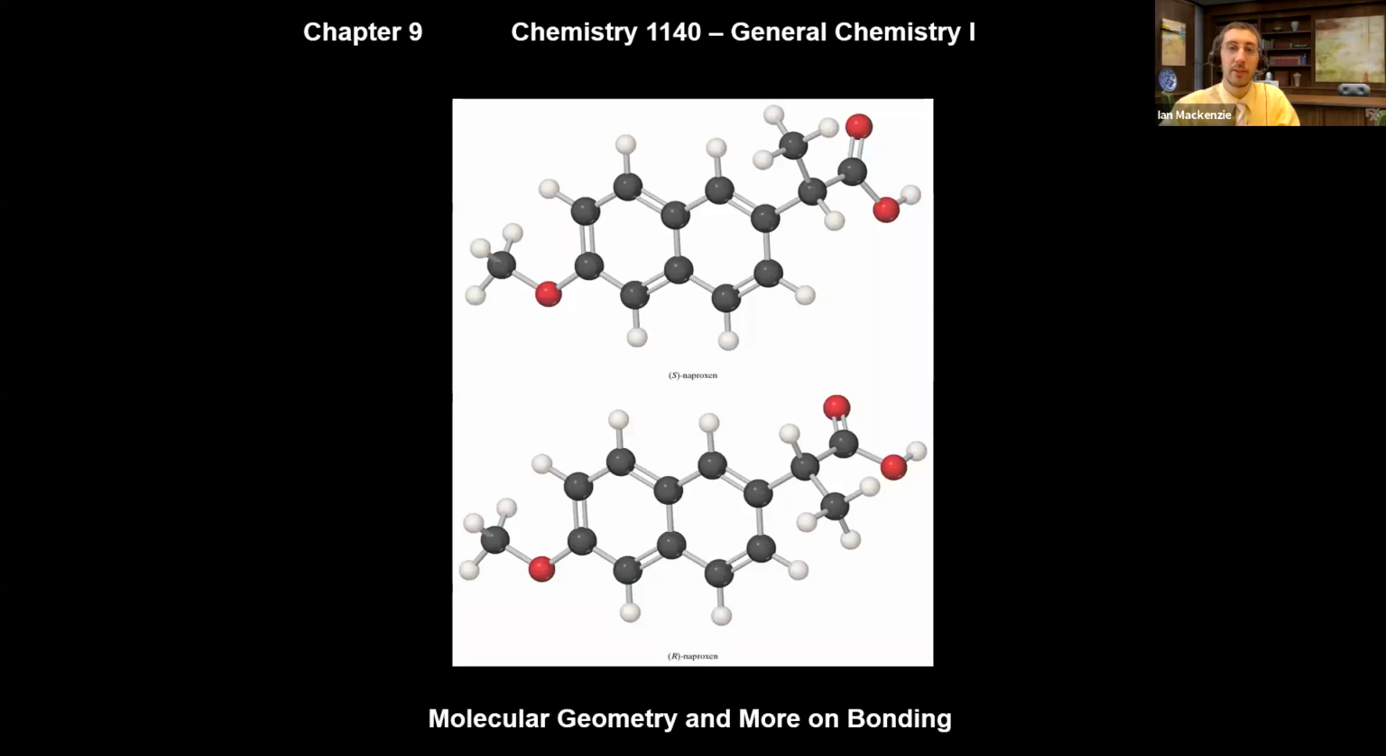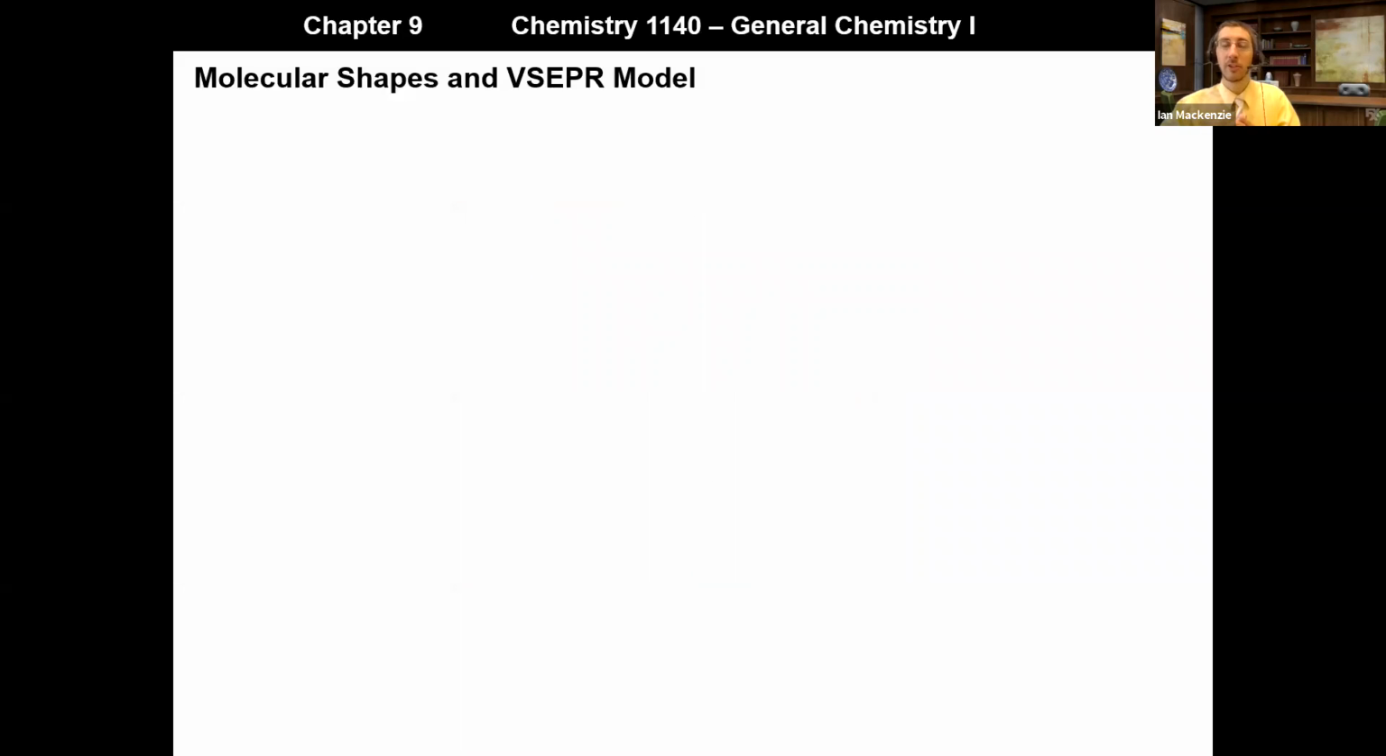So now that we have a sense for simple covalent bonding from Chapter 8, we need to dive a little bit deeper into some bonding and the actual three-dimensional shape of molecules. And we'll start with molecular shapes and note first off that the Lewis structures that we draw on paper are not good representations of the arrangement of the molecules in three-dimensional space.